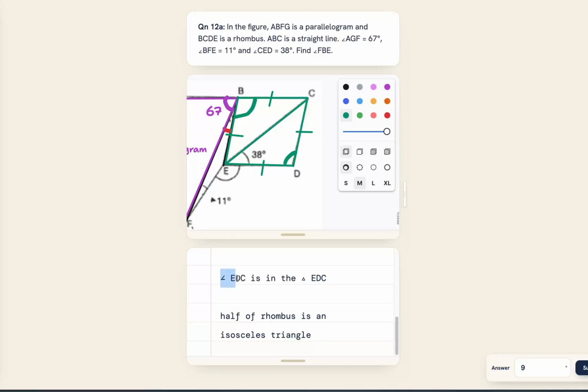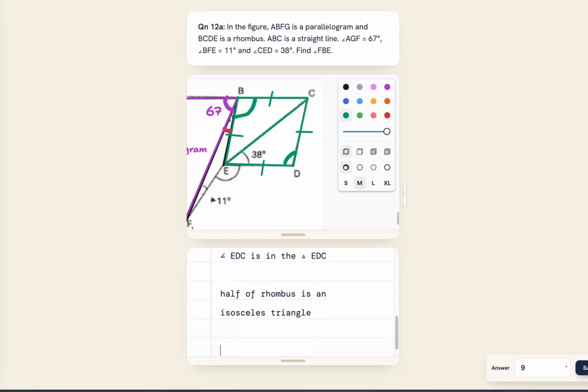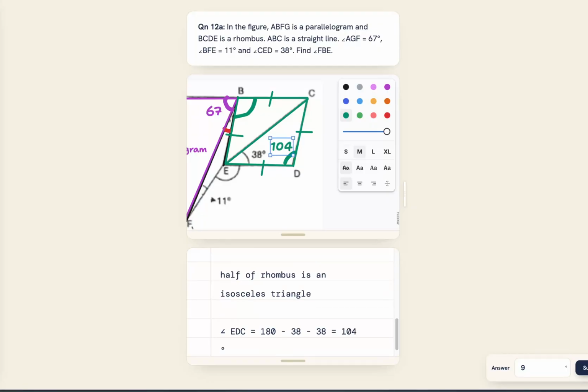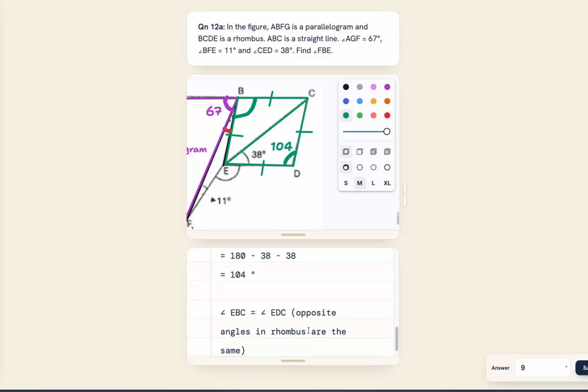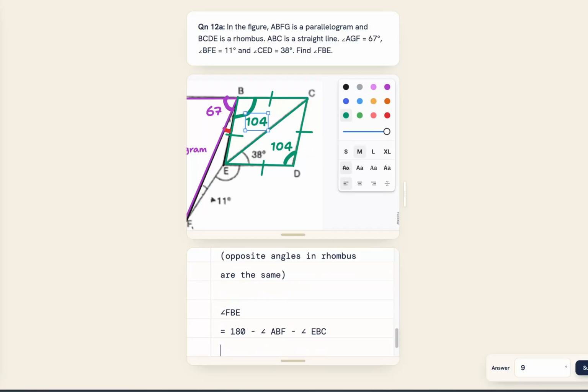So which means the angle EDC over here would then be equal to 180 minus 38 minus 38. This will give us 104 degrees. So now we can find FBE, which would then be equal to 180 minus 67 minus 104, which gives us 9. Go. So the answer is 9.